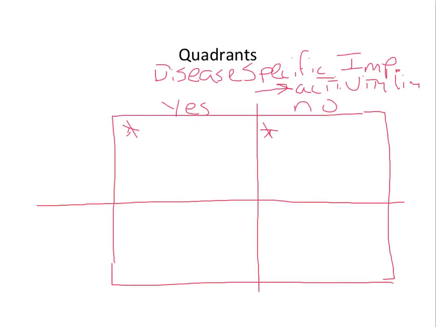On the other axis of the quadrants, you consider whether or not the impairment, whatever the primary impairment is, is reversible or irreversible.